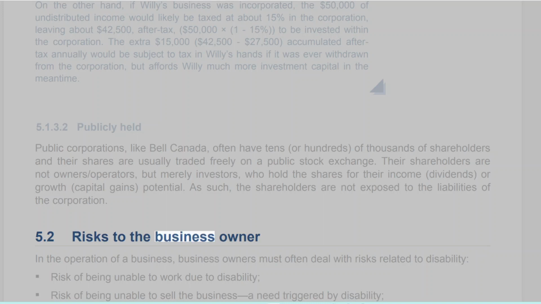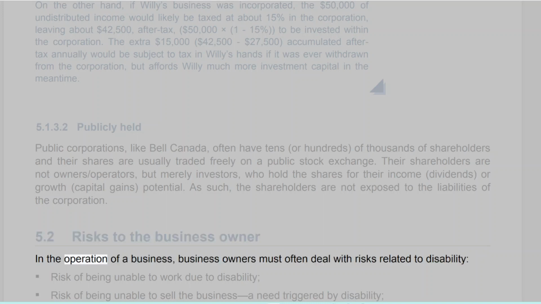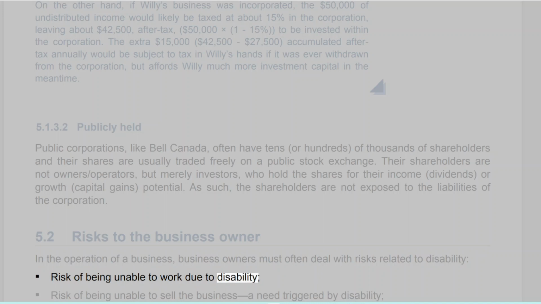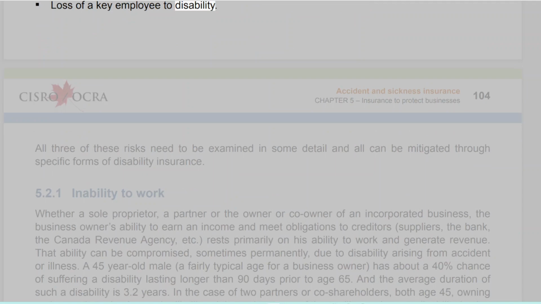5.2 Risks to the business owner. In the operation of a business, business owners must often deal with risks related to disability. Risk of being unable to work due to disability. Risk of being unable to sell the business, a need triggered by disability. Loss of a key employee to disability.